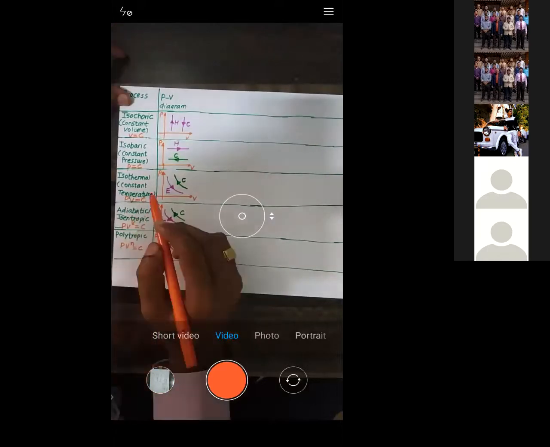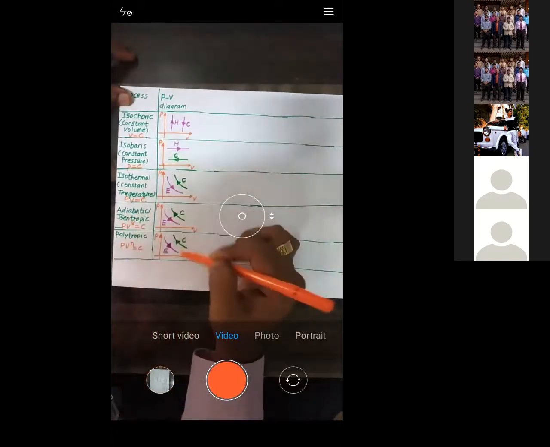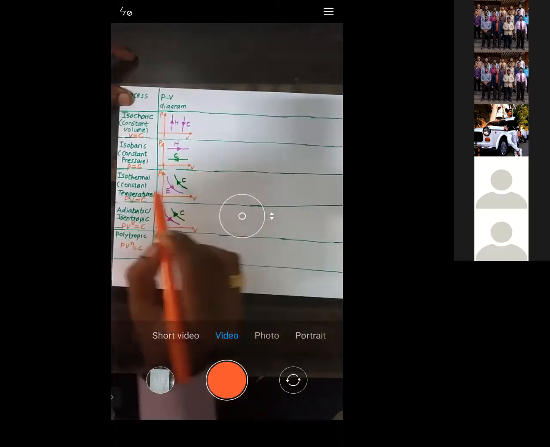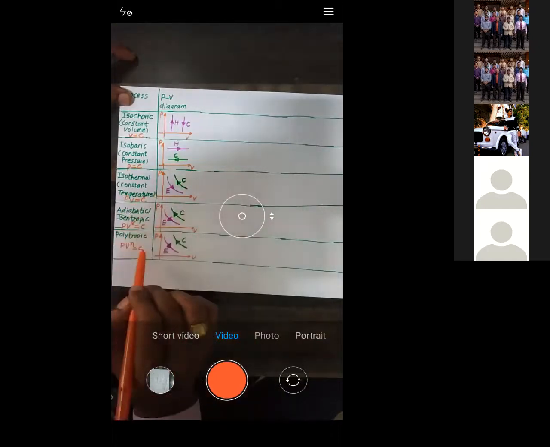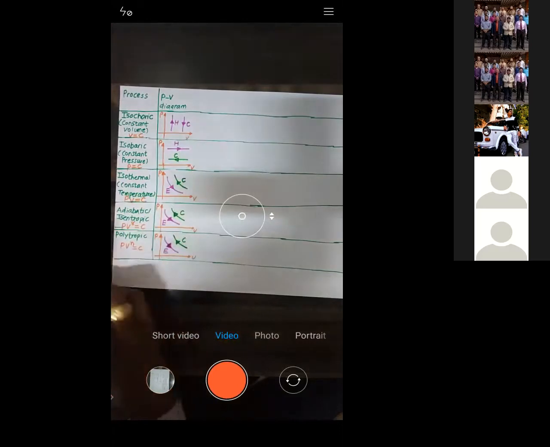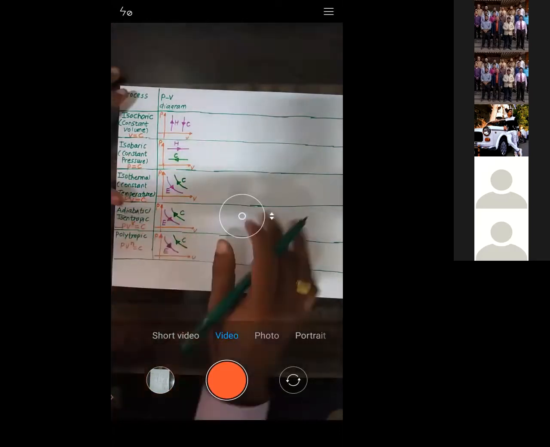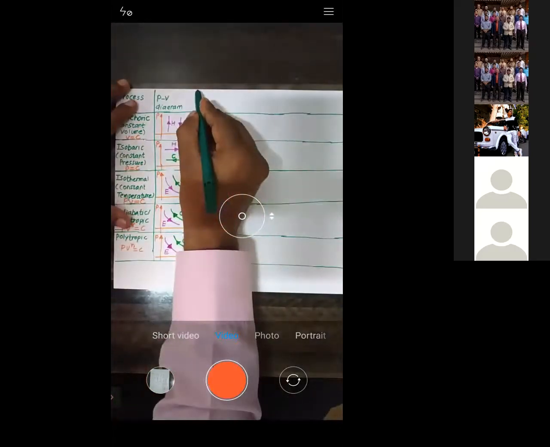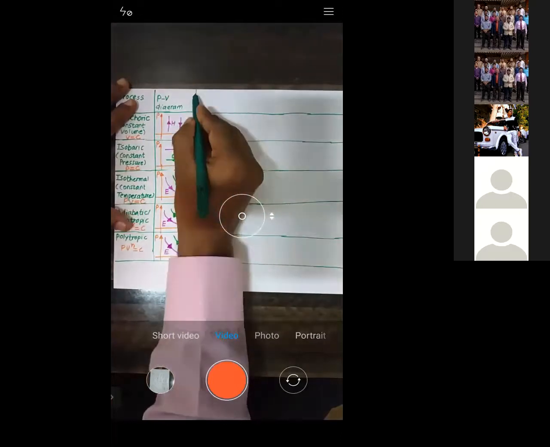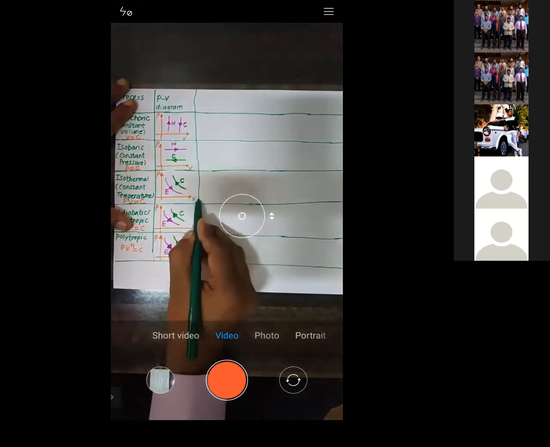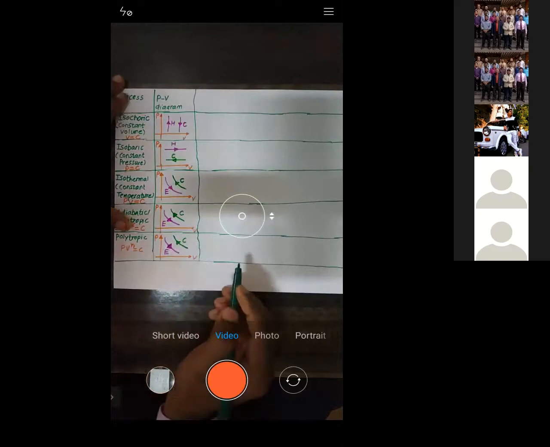So basically, as I told you, when these processes look the same, you should mention the law. This law you should mention on the process. Then only you will be able to differentiate. So this is all about the PV diagram.